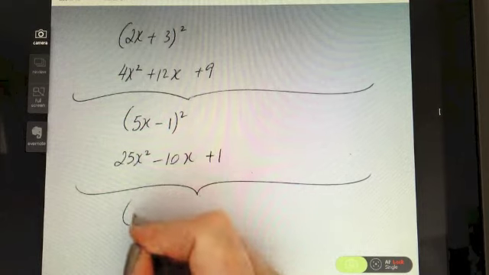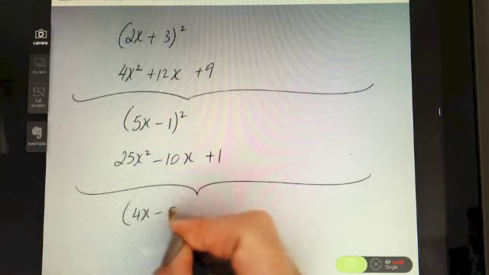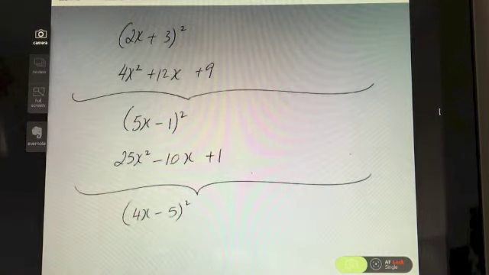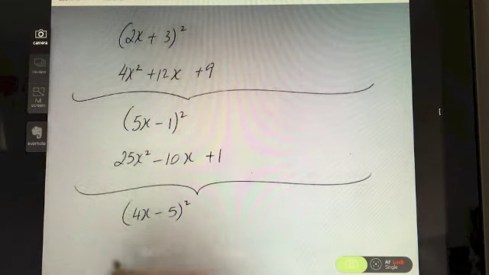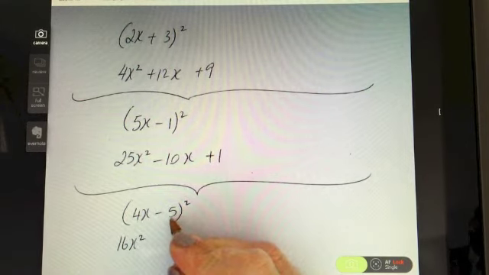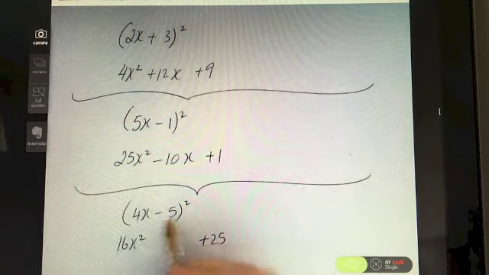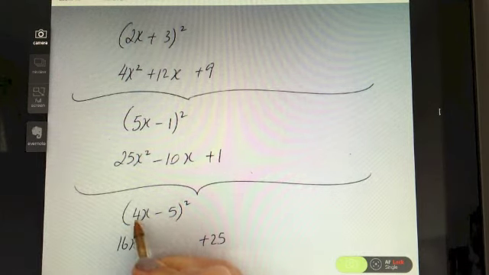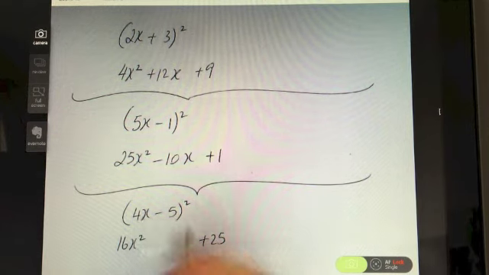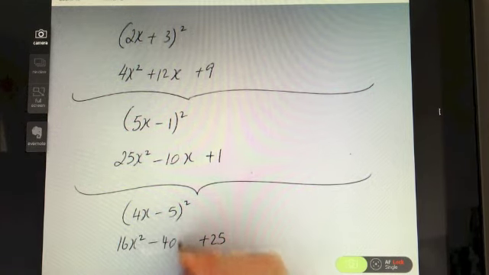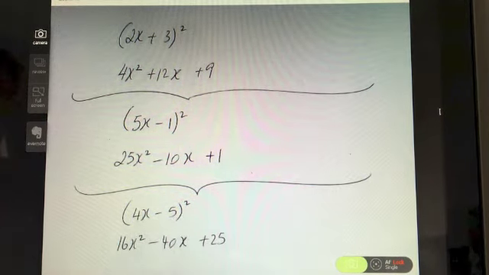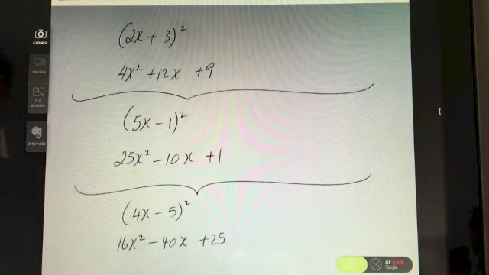And we'll take 4x minus 5, all to be squared. Pause the video and expand that. So squaring the first, 4x by 4x is 16x squared. Square the second, minus 5 by minus 5 is plus 25, of course. And the product of the 2 is minus 5 by 4x, which is minus 20x. You need double the product of the 2, of course, so minus 40x plus 25. 16x squared minus 40x plus 25.